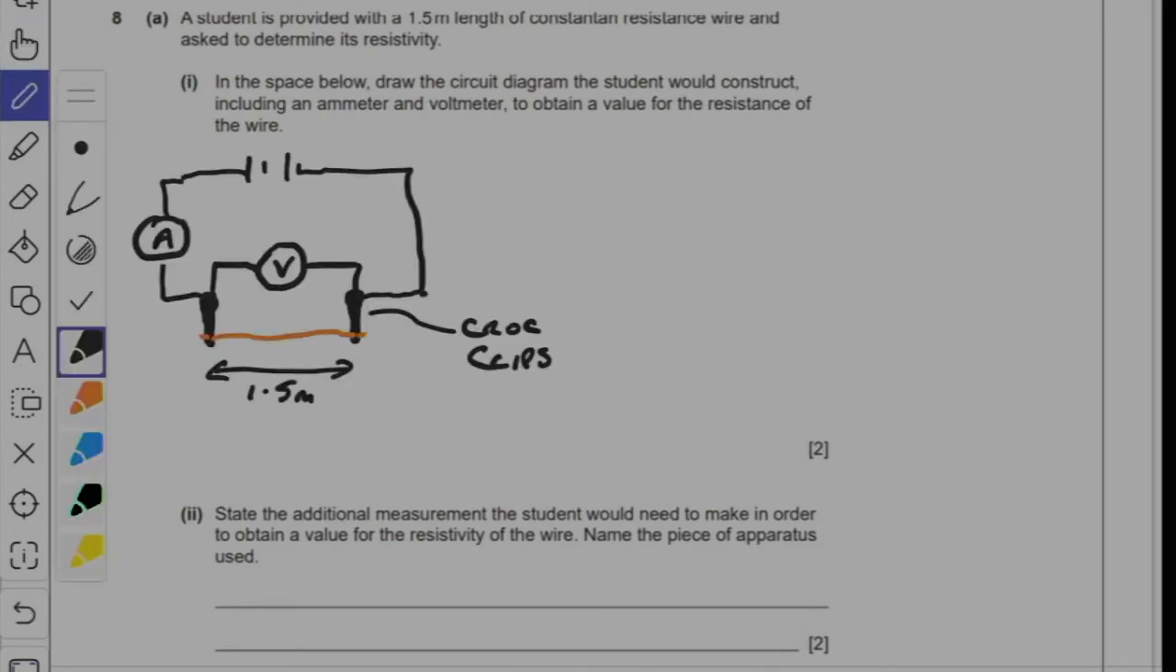So, you're not going to get points for artistic impression. There are only 2 marks. What they're going to be looking for is that the ammeter is in series with the wire sample and the voltmeter is in parallel with it.